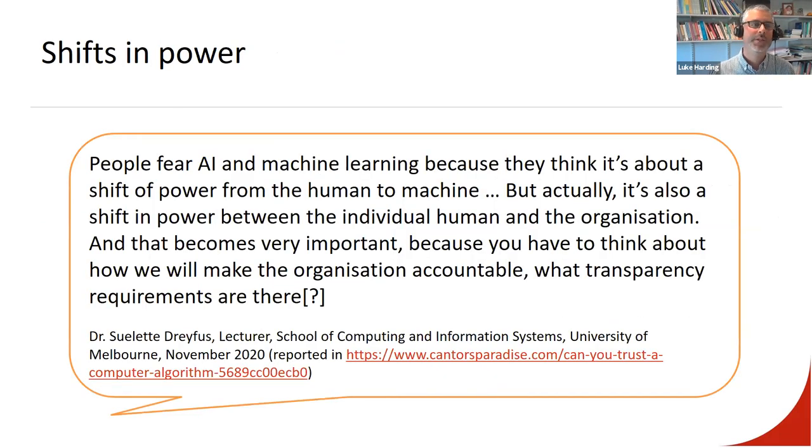Another important issue, I think, to note is that it's not a matter of technology being inherently bad. I'm actually a big fan of technology and of technological innovation. But part of the issue here is well summed up in this quote from Sulette Dreyfus. It says that people fear AI and machine learning because they think it's about a shift of power from human to machine. But actually, it's also a shift in power between the individual human and the organization. And that becomes very important because you have to think about how we will make the organization accountable, what transparency requirements there are. And so there is this notion of a shift in power to a more concentrated group who understand technology, who create technology, and who can see the inner workings of that.